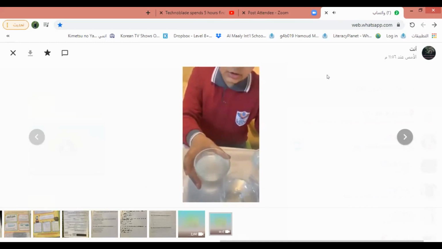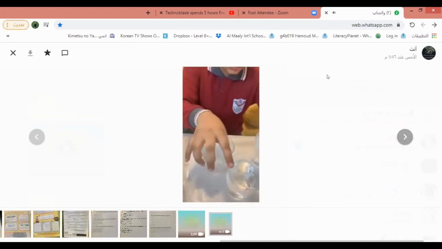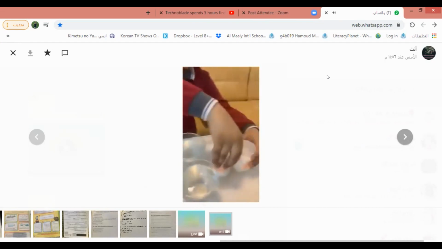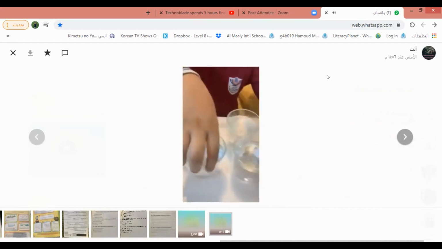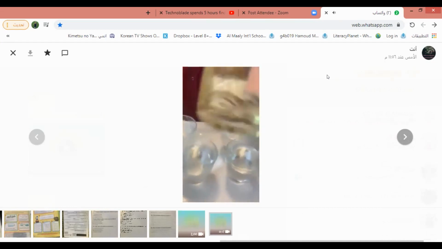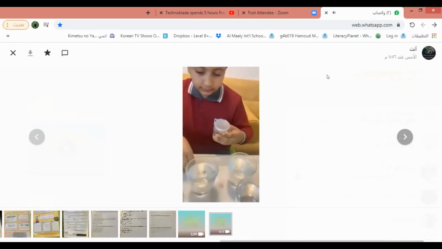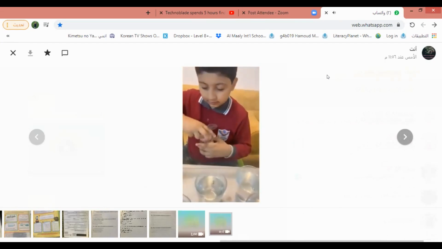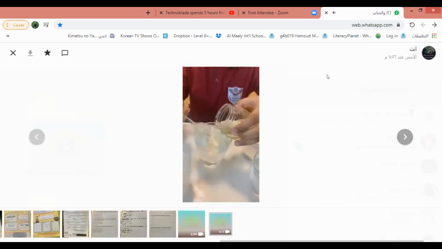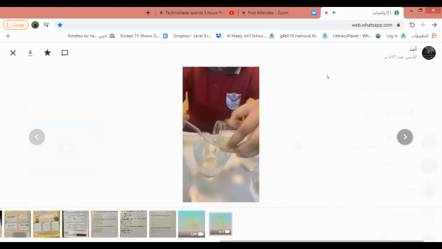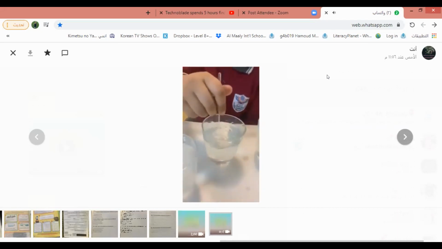All of it is a solution, two substances. A solution is two substances, solvent and solute. The solute is the solid, the sugar. The solvent is water. We will go to the oil now. We will take it and see what happens. We'll mix it now.